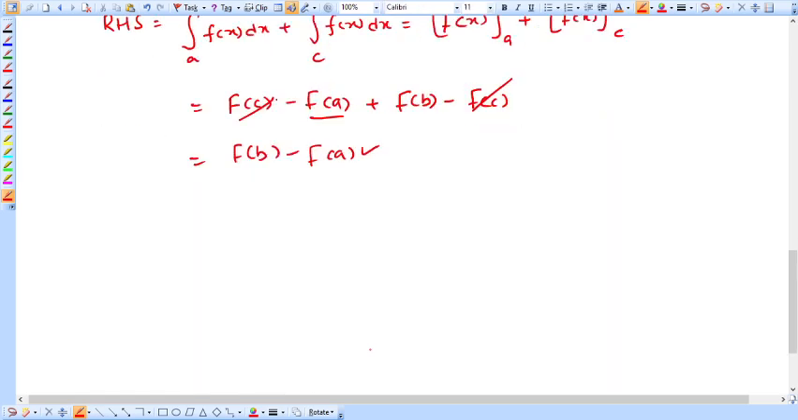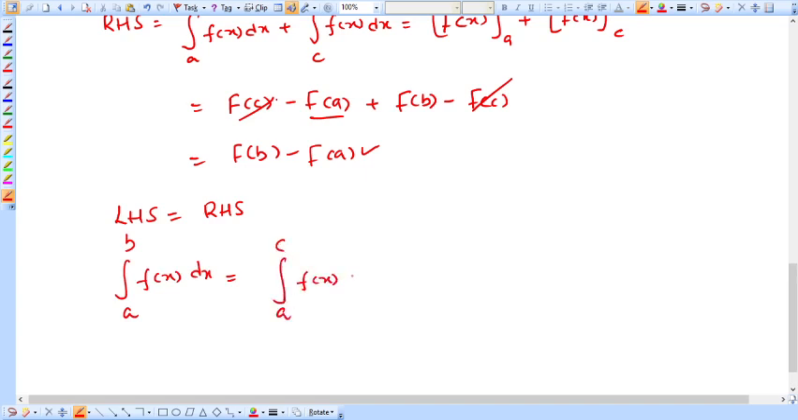So therefore left hand side is equal to right hand side here, or you can write integration a to b f of x dx is equal to integration a to c f of x dx plus integration c to b f of x dx. This is your property number 3.